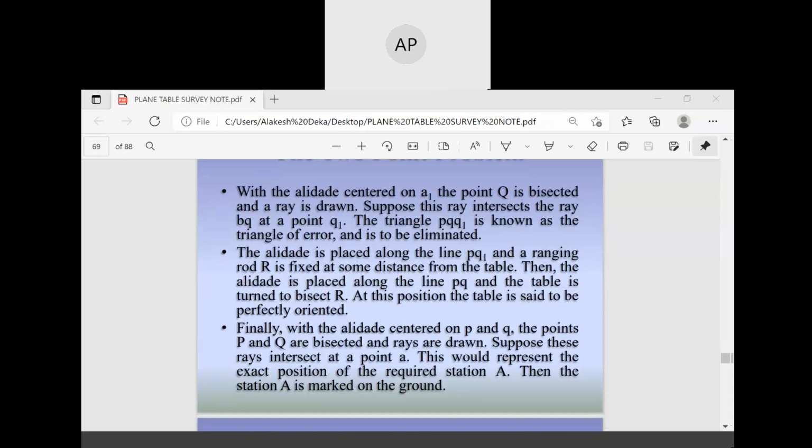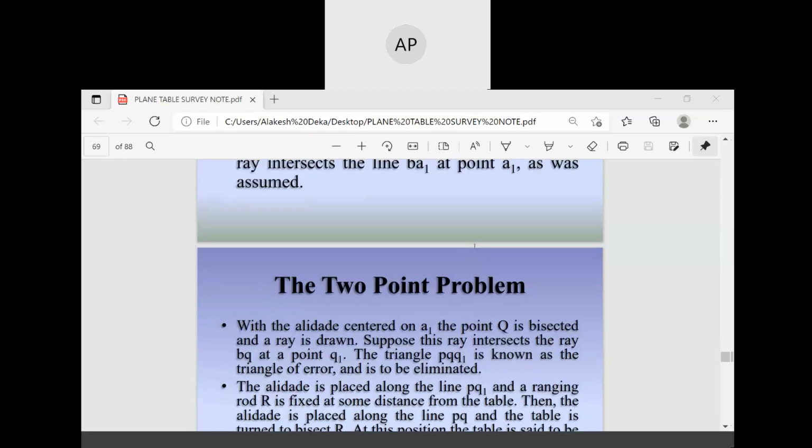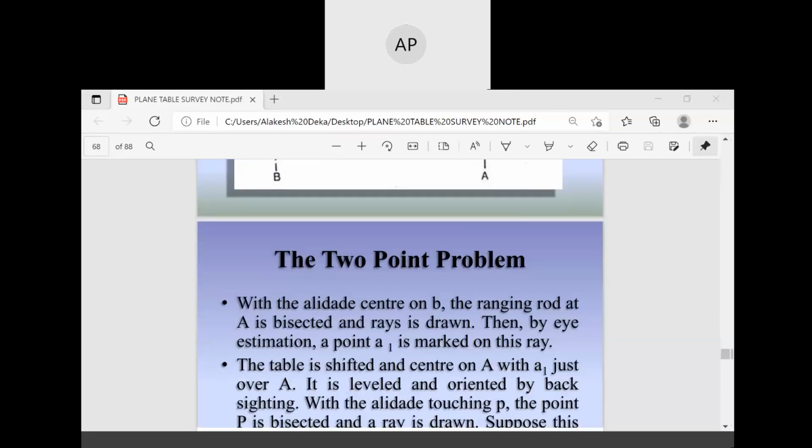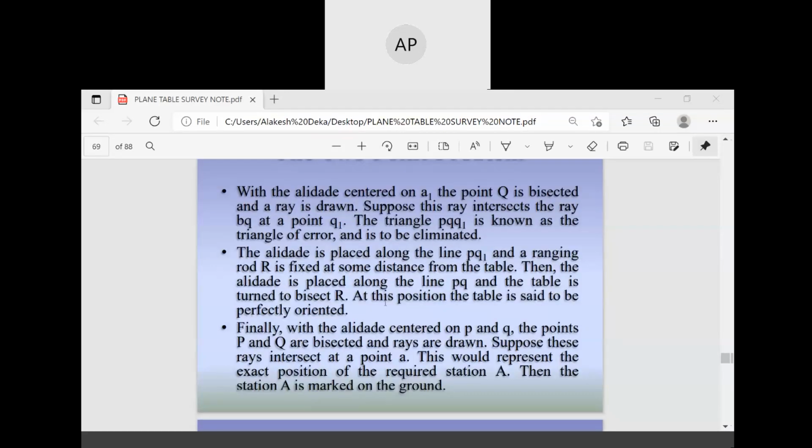And the ranging rod R is fixed at some distance. You hold the ranging rod at a distance R. Then the LED is placed along the line PQ and the table is turned to bisect R. So then you have to rotate the table in such a way so that R is bisected.